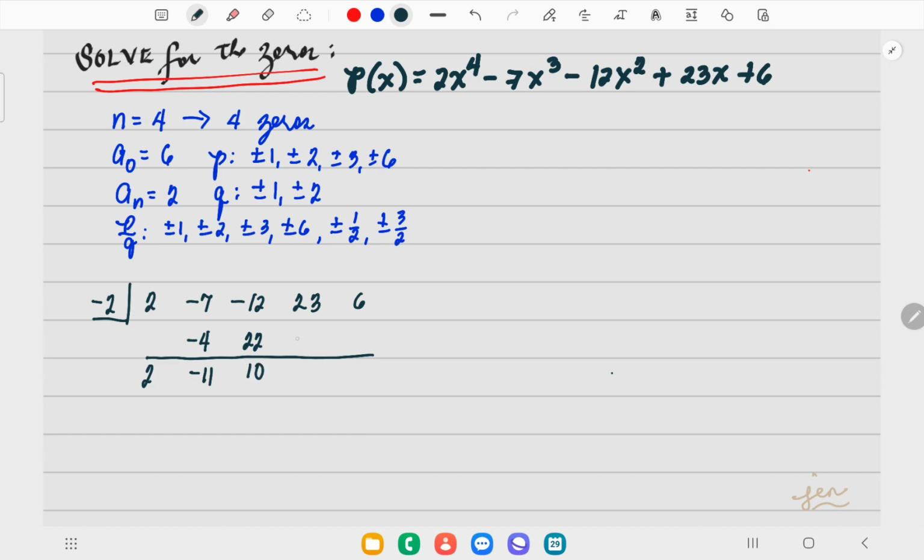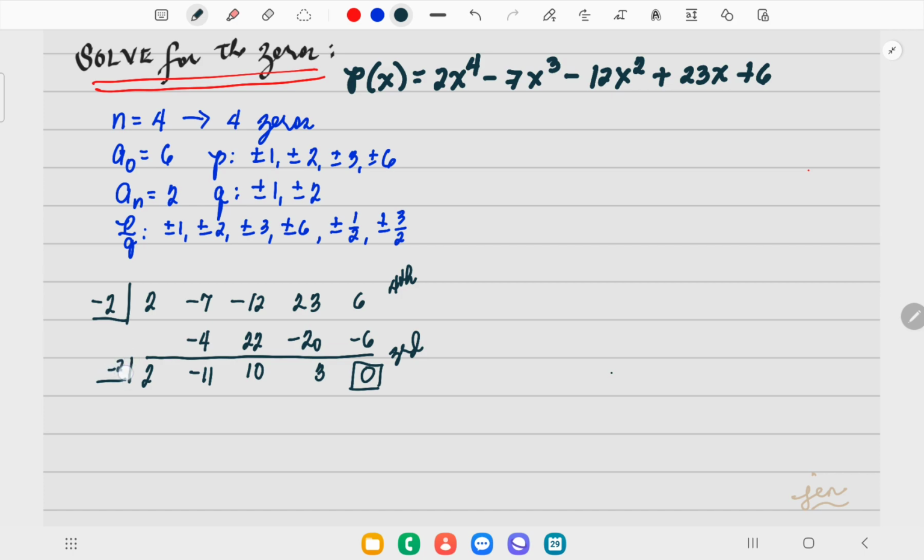Times a negative 2 is a negative 20. Plus a 23 is a 3. Times a negative 2 is a negative 6. And yes, we arrive at a remainder of 0, meaning to say negative 2 is a zero of p of x. So from this fourth degree, we have depressed the equation to a third degree. And of course, we still cannot factor a third degree polynomial. So let's test also whether negative 2 is a repeated zero.